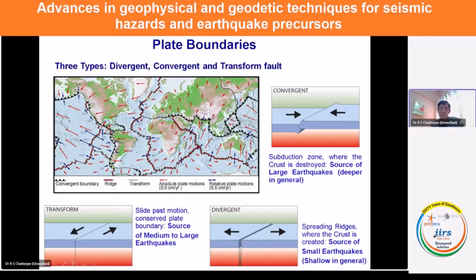Whereas transform faults, where the 2 lithospheric plates slide past one another, are the source of the medium to large earthquakes. And the spreading ridges, or the divergent plate boundary, where the 2 plates are spreading apart, going away from each other, are known as the spreading ridge, where the crust is created because the melt is coming out. So this is the source of small earthquakes. Here the magnitude is very, very less.